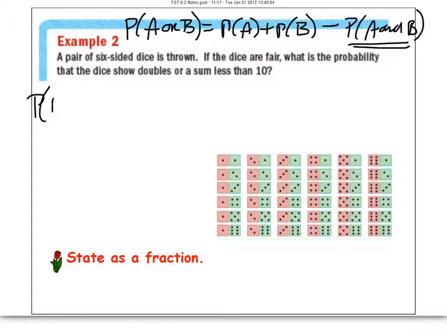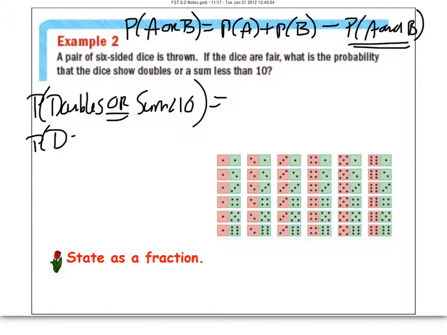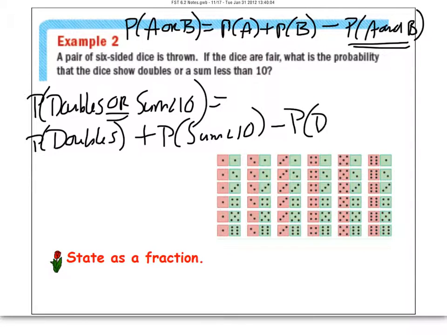So what I'm going to write is the probability of doubles, or I'll put sum is less than 10. Now the formula would say it's equal to the probability of doubles plus the probability of the sum is less than 10. But then I'm always going to say, do I have to subtract anything out? And it would be this, the probability of doubles and the sum is less than 10. Let me show you with this dice what I mean. To find the probability of doubles, we have the doubles happening right here.